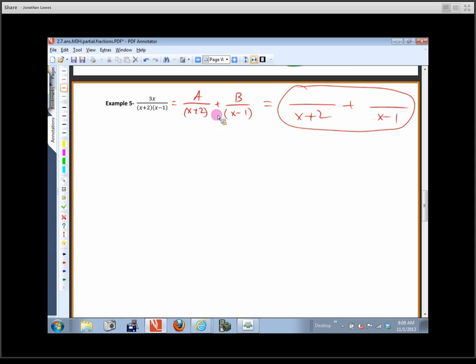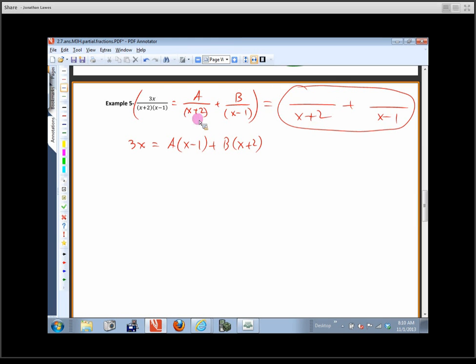So the way we solve this is we multiply this equation, because these two things are equal to each other. We multiply this equation by the factors in the denominator. So this gives us a 3x on this side. This gives us an A and an x minus 1. This gives us a B and an x plus 2. Do I have any convenient numbers to plug in?